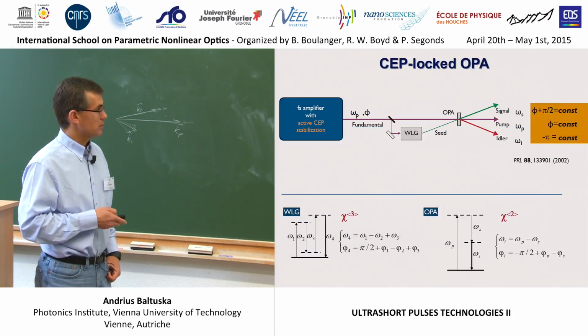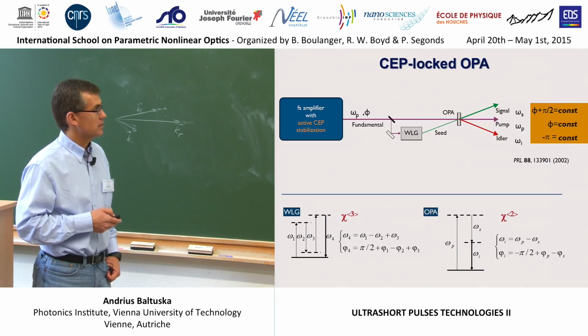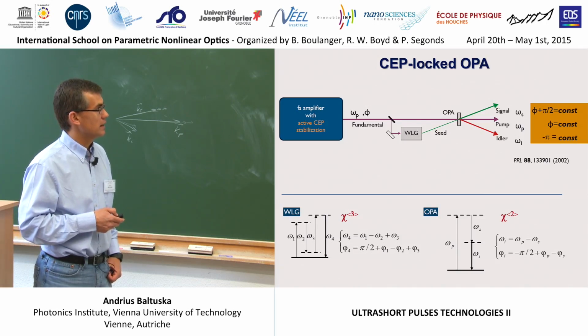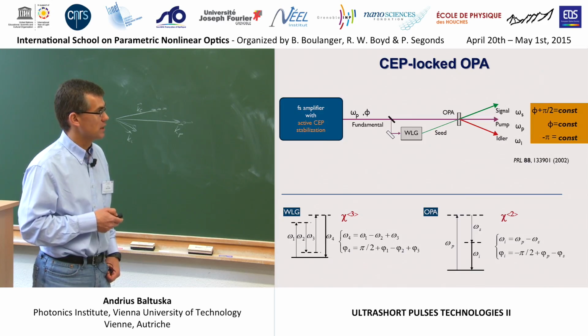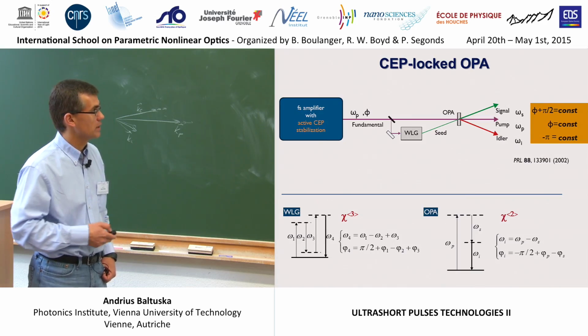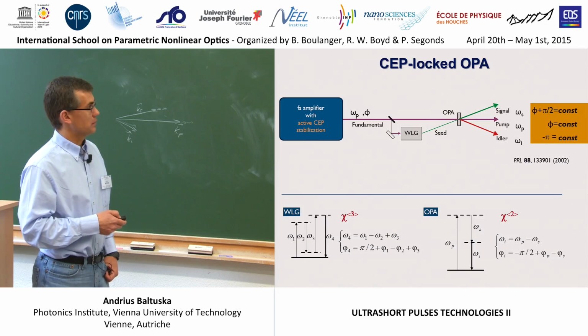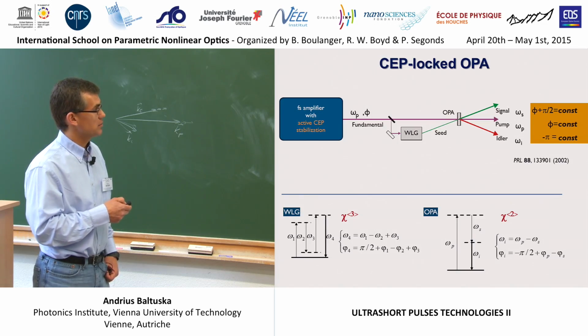So to solve the problem, we would need to do phase stabilization, and it's not enough to have just, say, the signal wave and the pump wave intrinsically phase stabilized. So we can do it by deriving the seed through the process of white light generation, which is a 4-wave mixing, so chi3. But we also need to put an overall phase stability. So we need to start with a CEP laser.